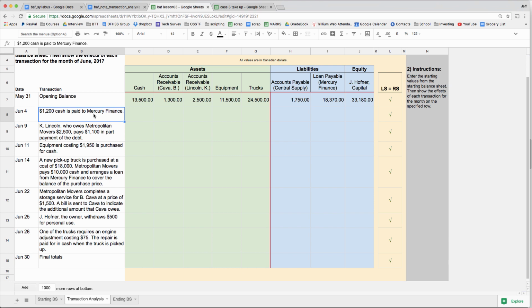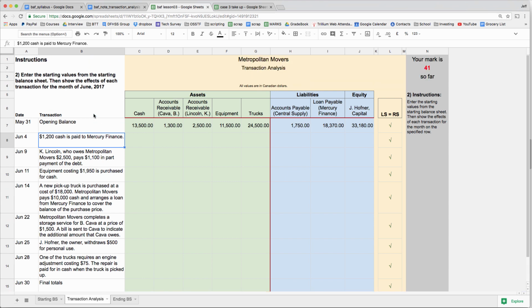$1,200 cash is paid to Mercury Finance. And it's important to have some perspective, that you're aware of what you're doing and who you are. And we're a moving company. Okay, and Mercury Finance is a financial institution that we have borrowed money from. So if we pay $1,200 to Mercury Finance, what happens?